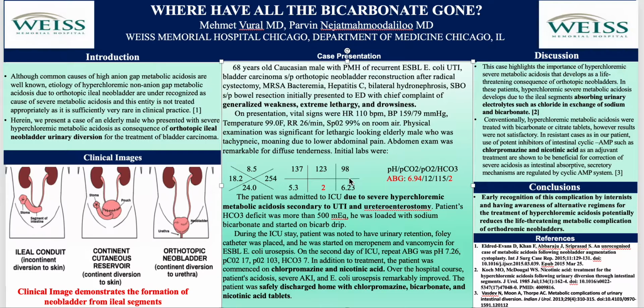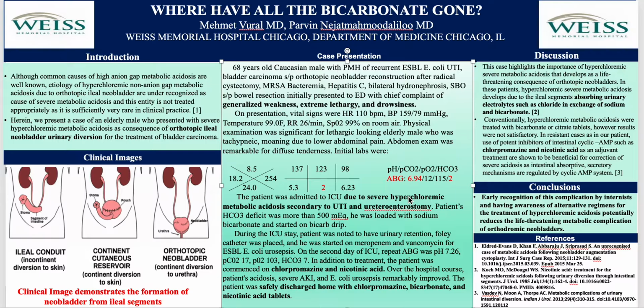Case presentation. We are going to present a 68-year-old Caucasian male with PMH as mentioned, who initially presented to the ED with a chief complaint of generalized weakness, extreme lethargy, and drowsiness. On presentation, his vitals were quite unstable. Respiratory rate was 26, heart rate 110. He was saturating 99. His physical exam was remarkable for a lethargic-looking elderly male who was tachypneic, moaning due to lower abdominal pain, and the abdominal exam was remarkable for diffuse tenderness.